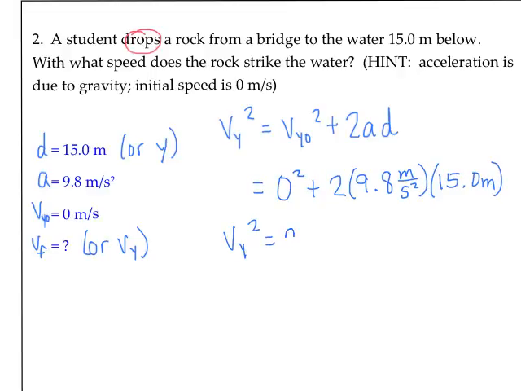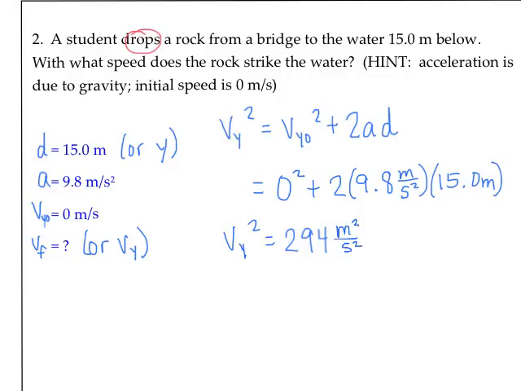So I know at this point my final speed squared is equal to 294, and I'm going to go ahead and put my units in. When I multiply meters times meters per second squared, that gives me meters squared over second squared.